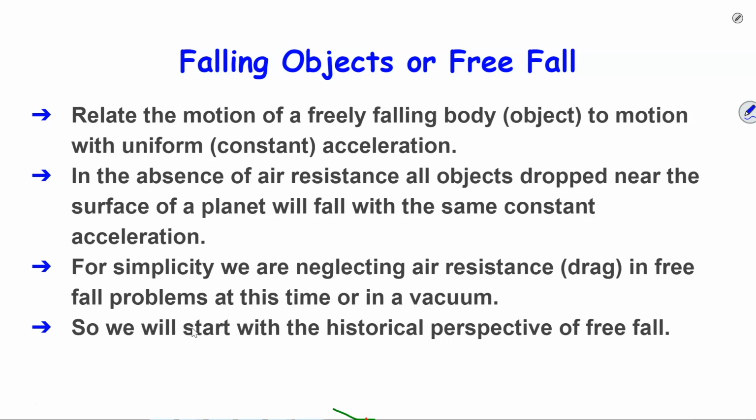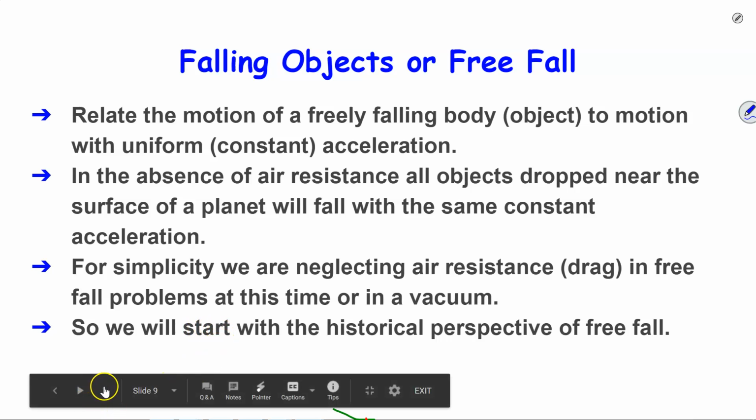We also need to realize that we are going to exclude air resistance. So we're going to say air resistance is neglected or it's absent when this object is dropped near the surface of the planet. And as we move through this, we're going to start with a historical perspective of free fall.